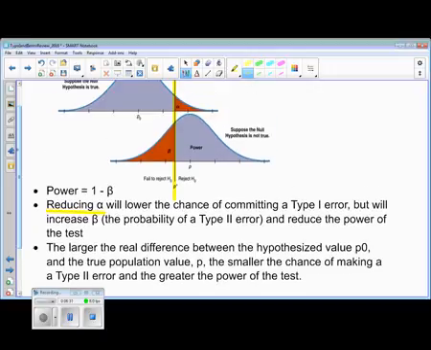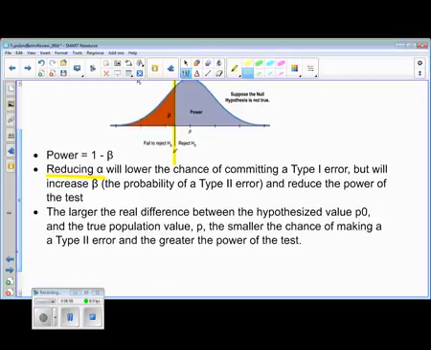So let's go through and make sure that these questions make sense. Reducing alpha will lower the chance of committing a type 1 error. Well, alpha is the probability of a type 1 error, right? So if I reduce that, that probability will go down. But we'll increase beta. Would you agree? And reduce the power of the test. So the power gets smaller, beta gets bigger.